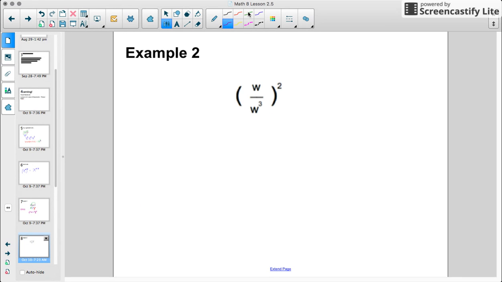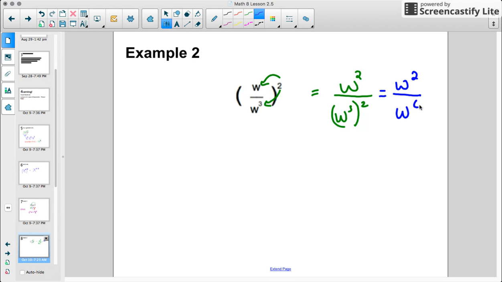Okay, so for our next example, we talked about this a little bit last class. Basically, w over w to the power of 3, all raised to the power of 2, is the same thing as multiplying the power by both the numerator and the denominator. So this would be the same as doing w squared over w to the 3rd times 2. And again, as we just thought about with the general rule, we now have w squared over w to the power of 6.